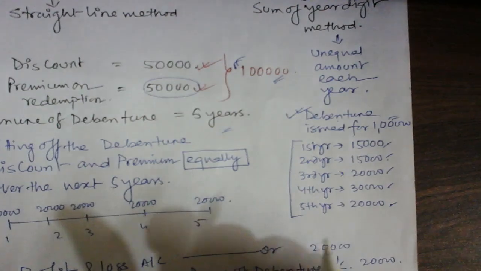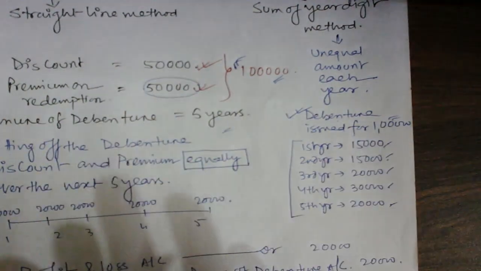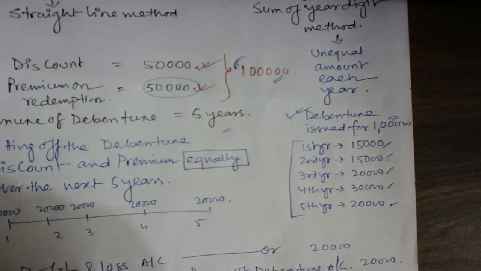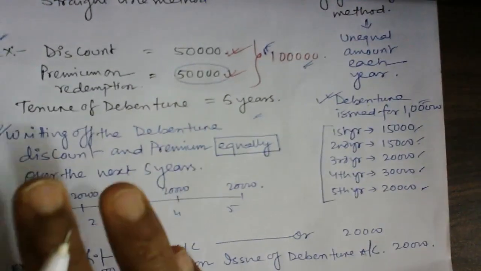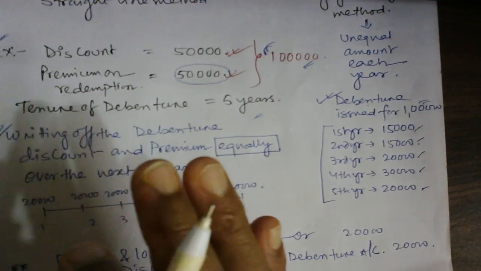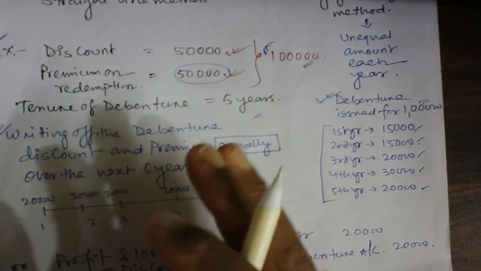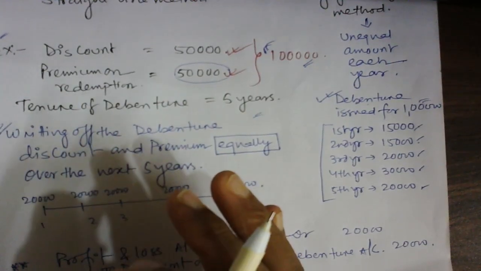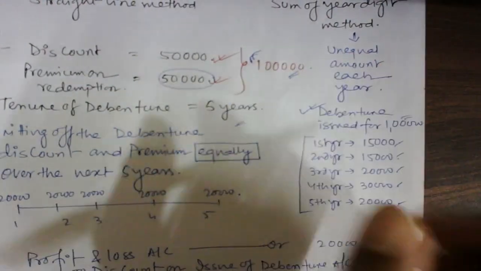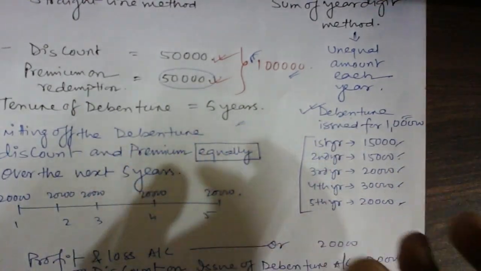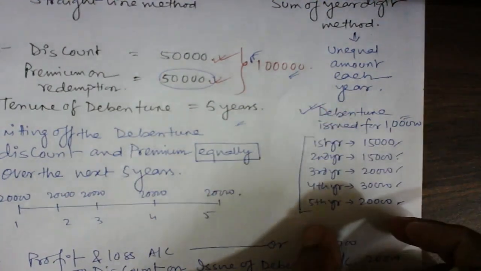When the installments are unequal, we have to use the sum of your digit method, because when the amount to be paid is unequal and each year you have been paying, then we cannot use the SLM method. SLM method can only be used when the debenture is to be repaid at the end of the fifth year, at the end of a certain period of time, not every year. It's a very interesting thing. But in the case of sum of your digit, you pay the debenture amount every year in unequal installments. That's why it is basically called the sum of your digit method.